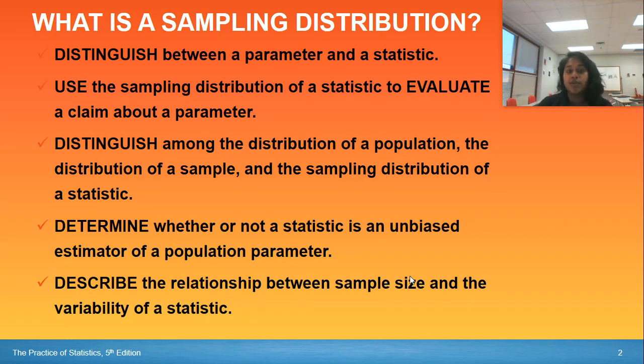And then determine whether or not a statistic is an unbiased estimator of a population parameter. That's a specific vocab term, and whenever they ask you to use it as an unbiased estimator, you are comparing it back to its sampling mean. So make sure that you recognize that formal definition right there. And finally, can you describe the relationship between sample size and variability of a statistic? That's kind of our last little slide.